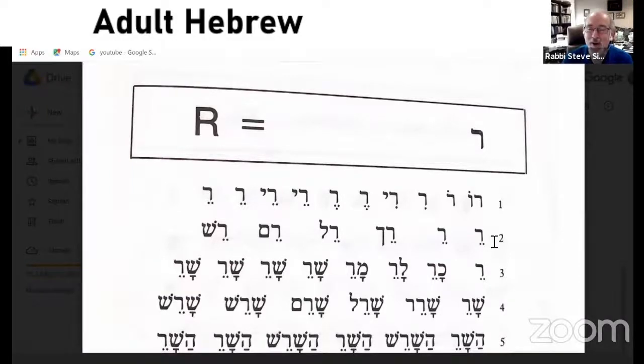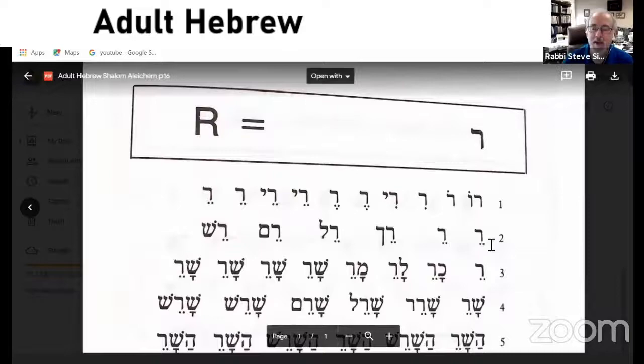Line number two. Here we are. Ray, ray, ray, rail. I'm sorry. Rail. Let's try that again. Rail, rame, resh. And this happens to be the name of the R letter. In Hebrew, it's called a resh. That's how you would spell the word resh. So let's try line number two one more time, please.